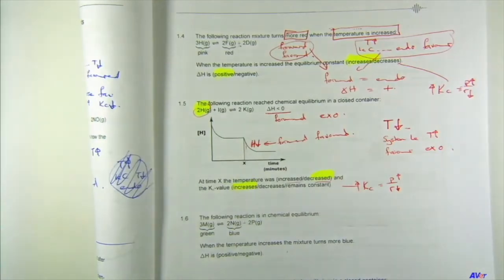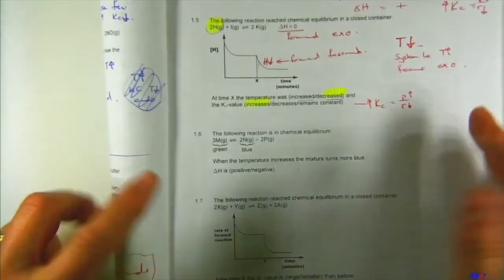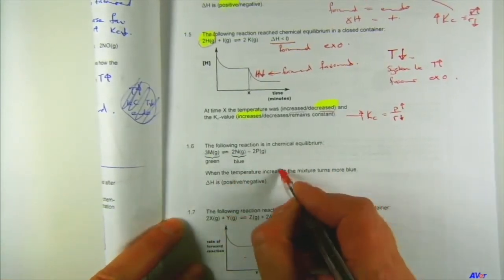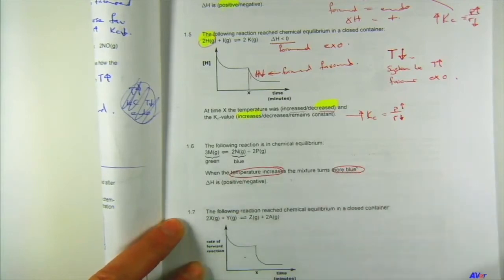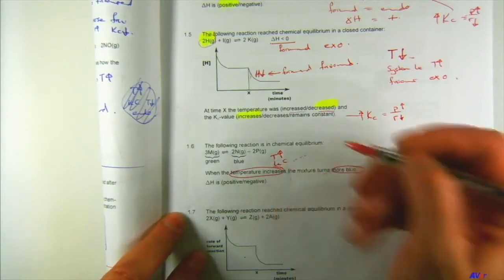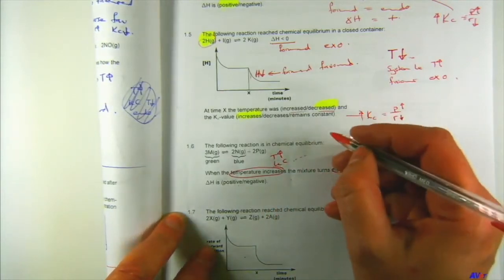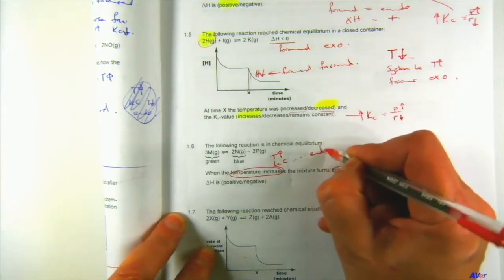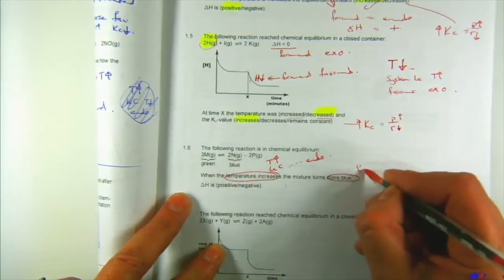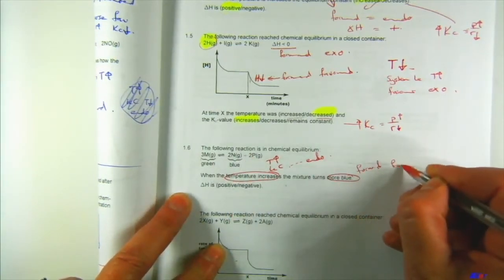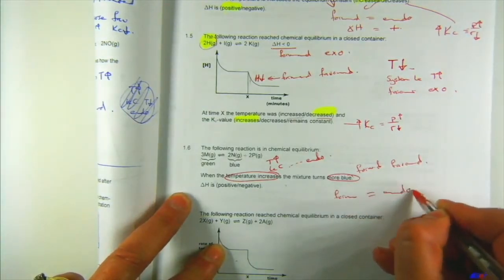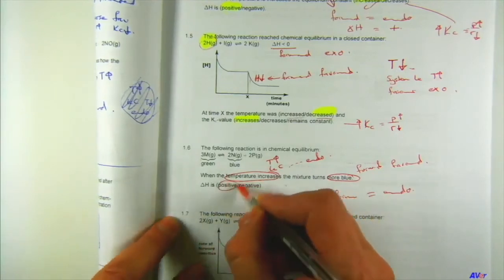Right, 1.6. Come on, guys, you can do it, I'm sure. The following reaction equilibrium, green and blue. Temperature increases, turns more blue. Temperature increase, according to Le Chatelier, the system will try to decrease that by favoring endo. Right. And then it turns more blue. If it's more blue, it tells you forward is favored. So forward is actually endothermic. And therefore delta H is positive.